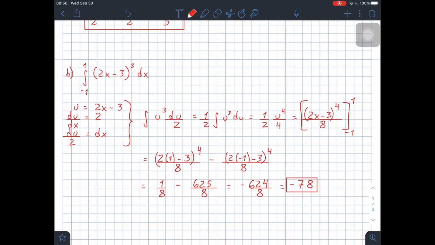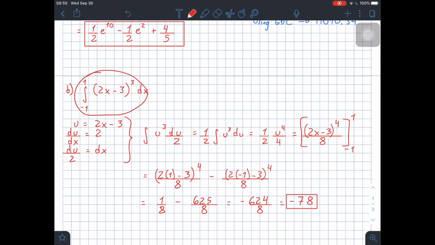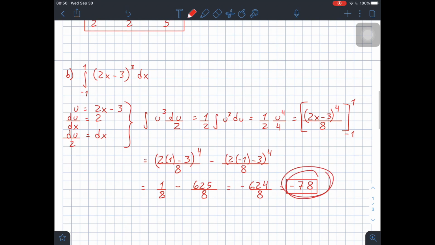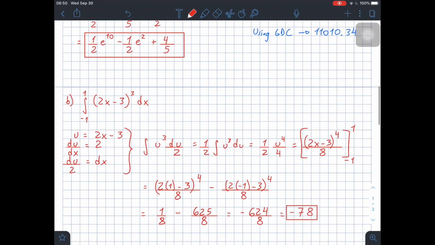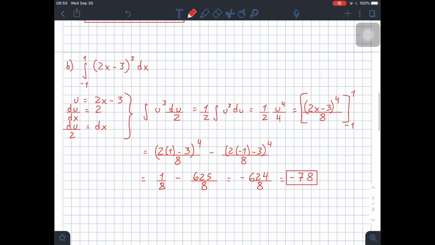You see that whenever we work with definite integrals, we get as an answer a number, okay? In this case, it was also a number, but it was an ugly number. It was this one over here. But you should always get a number when we're working with definite integrals.